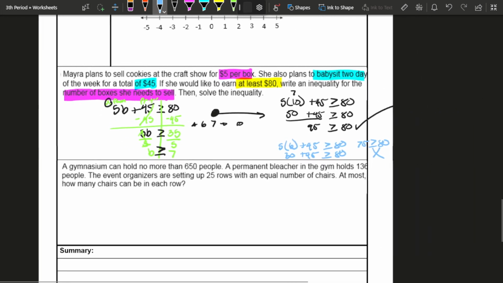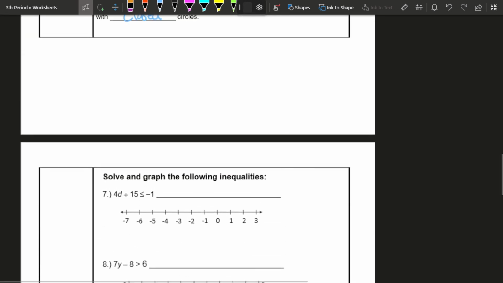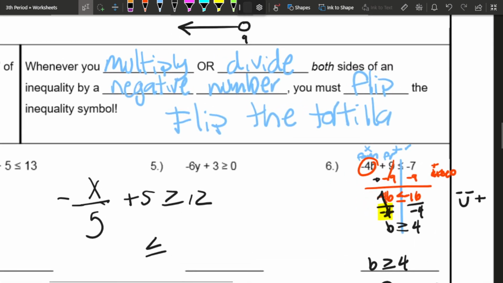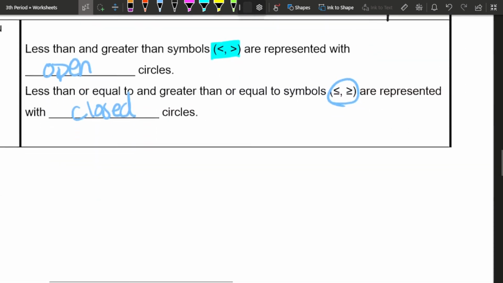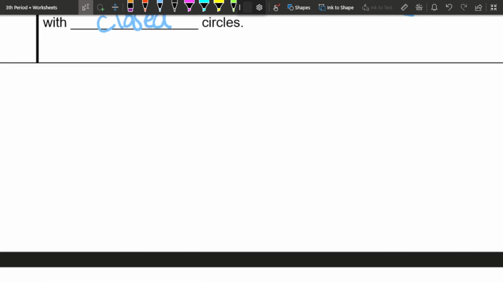Pretty simple stuff, right? So what is the only one rule that we do? When you multiply or divide by a negative number, you flip the tortilla, flip the sign. That's the only rule. Now let me show you something again, just real quick because I have space over here. Let's say we have an equation like this, like that.